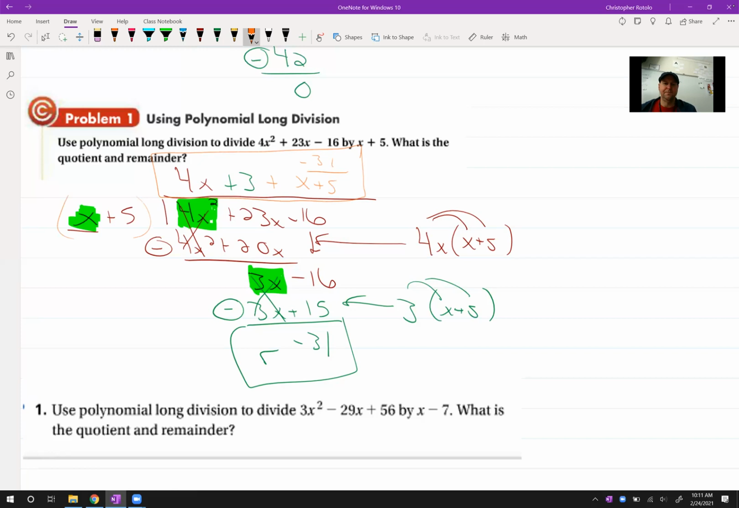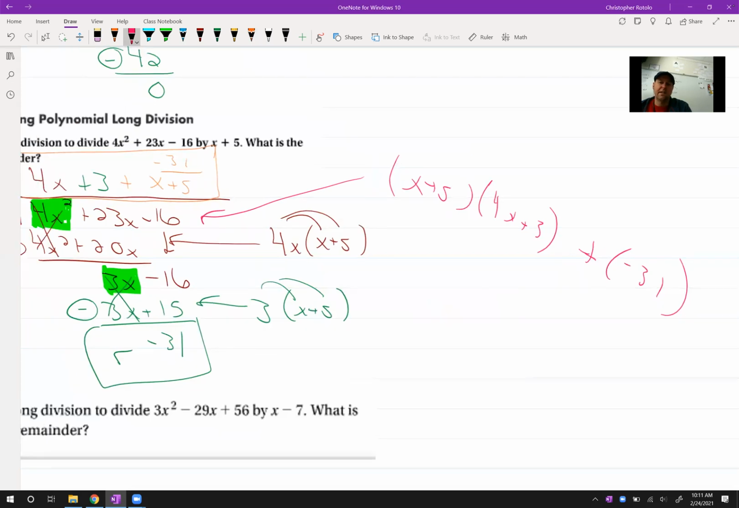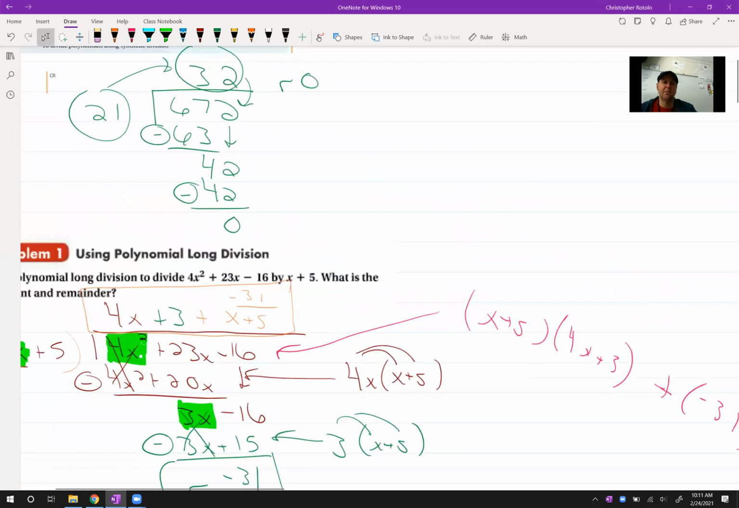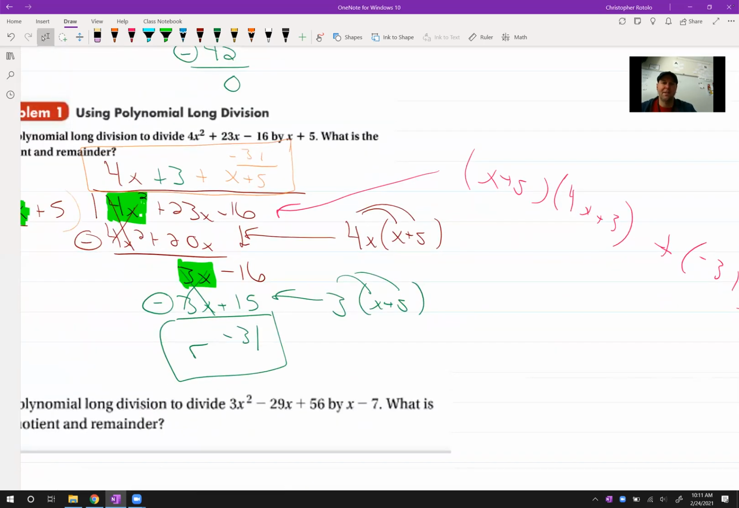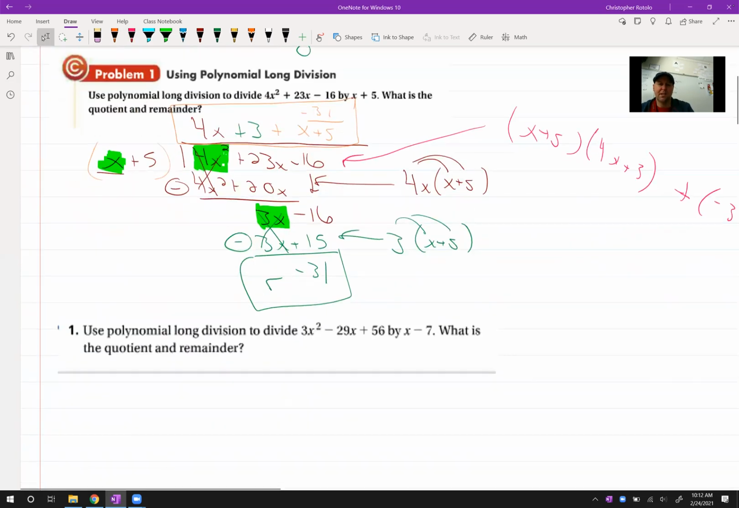What does that answer mean? Well, what it really means is if I asked you to FOIL, I know you can. Don't give me that look. I know you can FOIL, right? If you took x plus 5 and you multiplied it by 4x plus 3, and you added negative 31, you would get the dividend in here. Okay, so we'll show you that as the remainder theorem, but I just want to try and tie that together based on what we did up here. Remainder was 0. So what it really means is these two multiplied together doesn't exactly give me that, so that means it's not going to be a factor as we look at x plus 5.